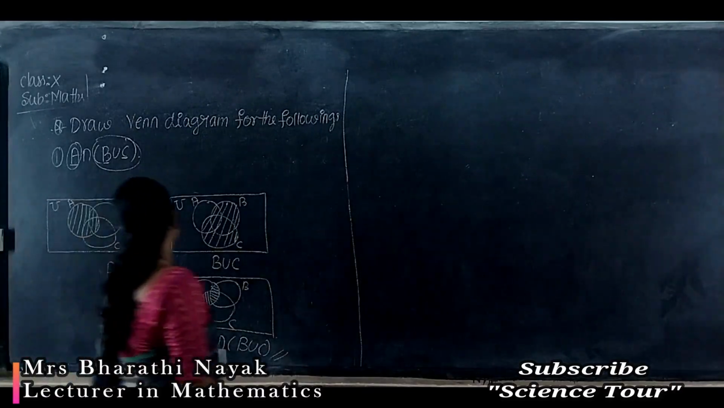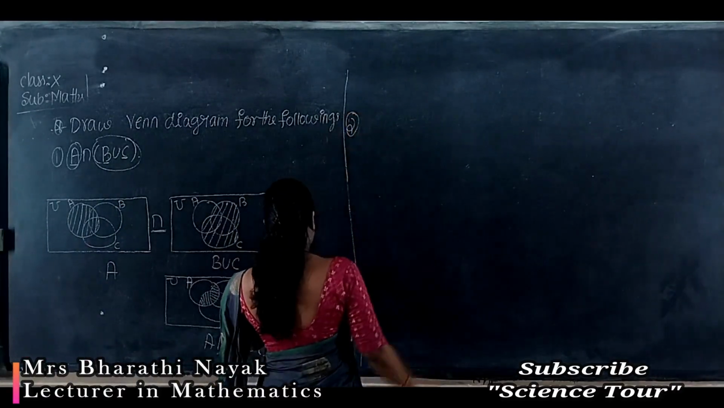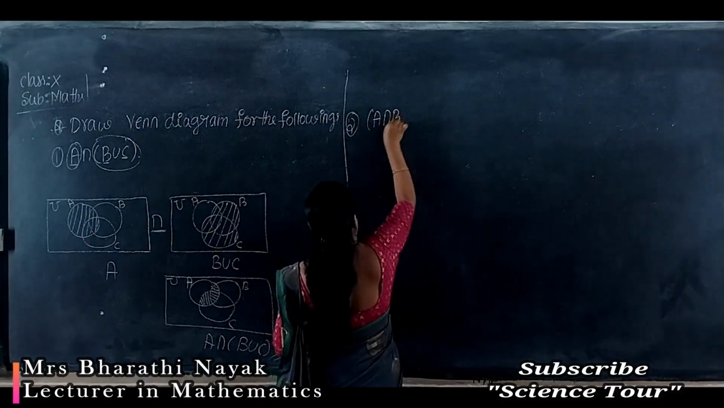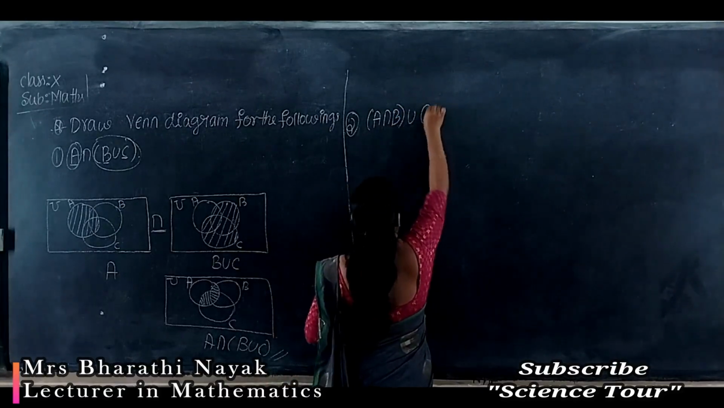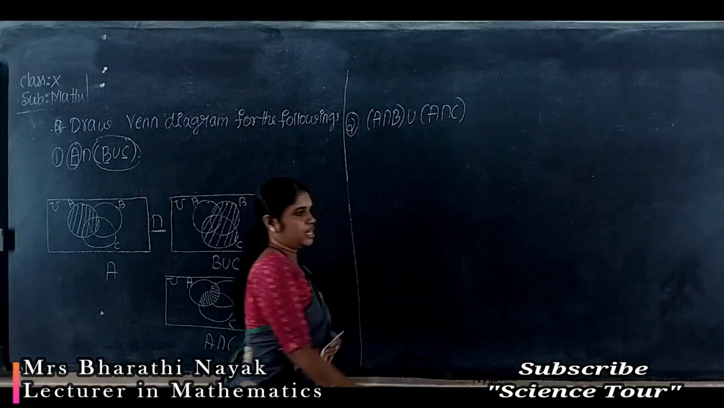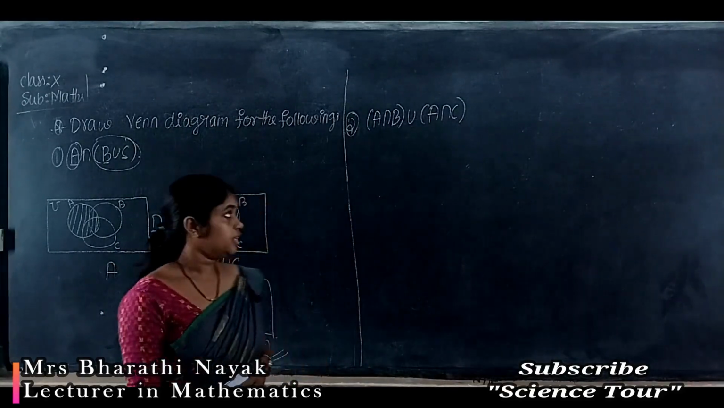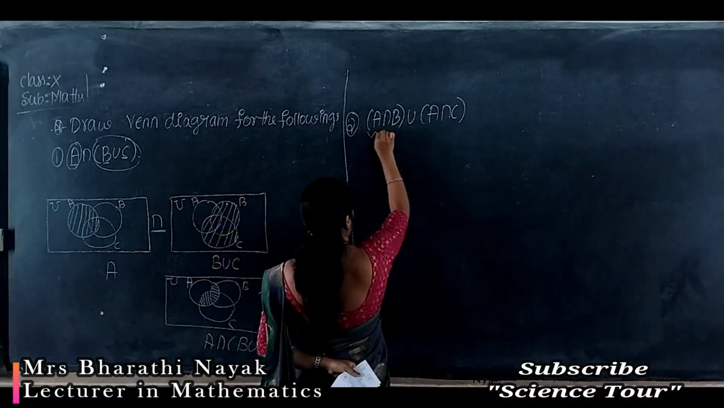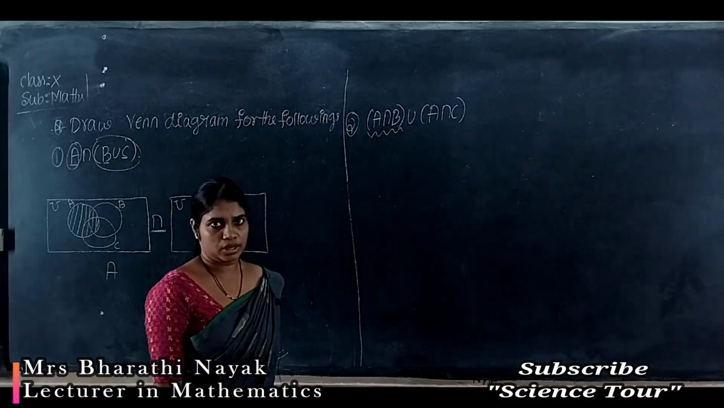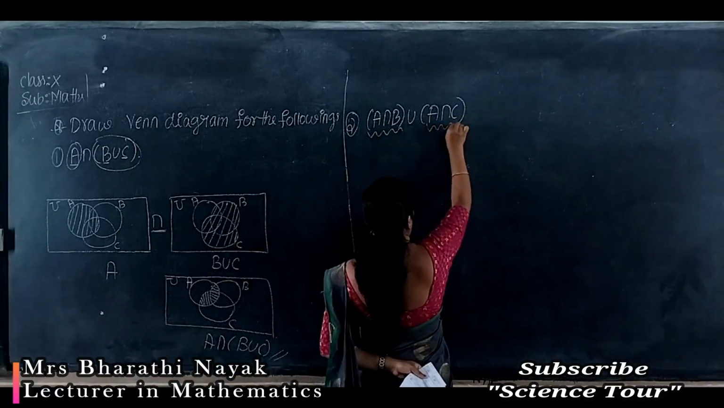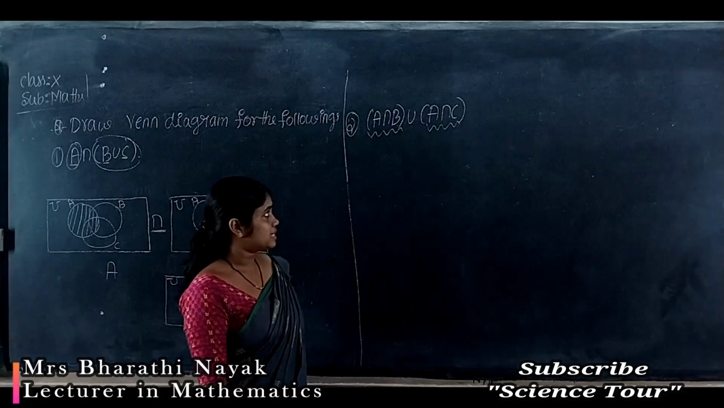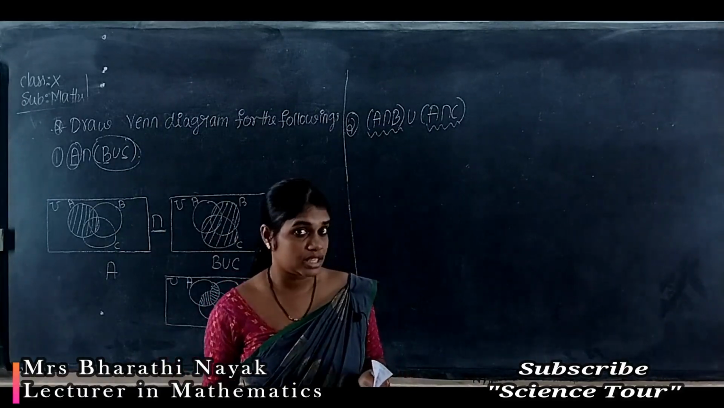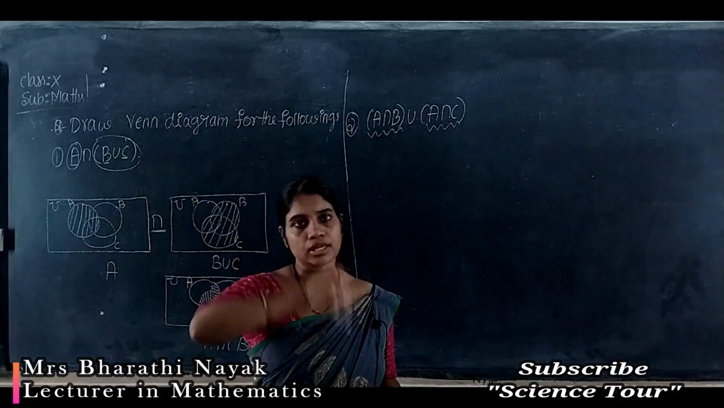Next I'll take the second problem. A intersection B, union A intersection C. This is your second question. Again what will I do? First I will draw the Venn diagram for A intersection B. Next I will draw the Venn diagram for A intersection C. Next I'll take the union. Union means combine. Intersection means a common region, union means a combined region.